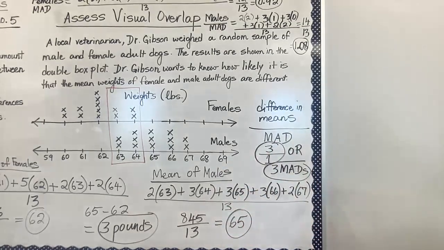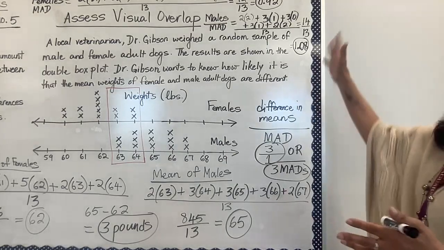Now, we are going to analyze this ratio. When the variability is small, such as 1 pound, the data are less spread out and are more consistent. Dr. Gibson can have a higher confidence in making an inference that it is likely the means are different, because the sample means are different and the variability is low, and the ratio, difference in means over MAD, takes both of these into account.